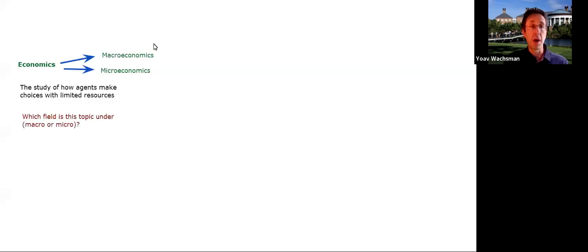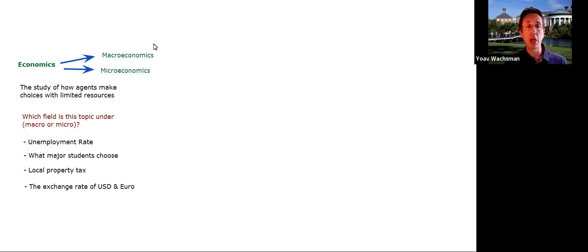With that definition in mind, think about each of the following topics and which of the two fields they fall under. The unemployment rate. What majors students choose. A local property tax. And the exchange rate between the US dollar and the euro, the two most important currencies in the world. Now please pause the video and answer each of these topics and what fields it falls under.